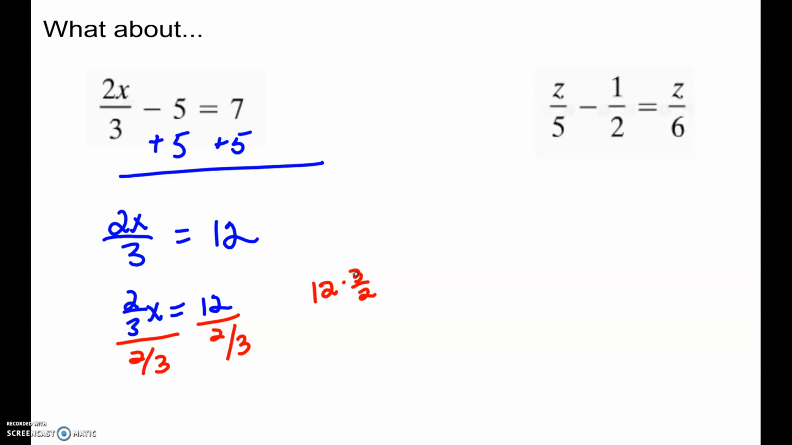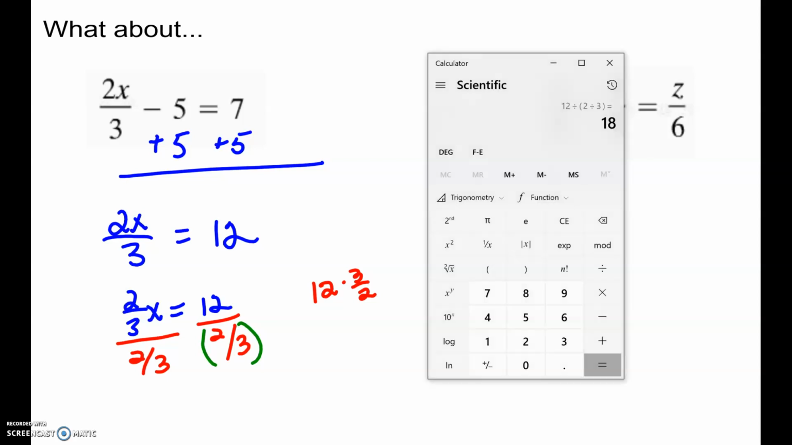Just get your calculator. What we're going to have to be careful of, though, is order of operations. We need the calculator to understand that it needs to divide by that 2/3. So it has to do that first, and we accomplish that by putting that in parentheses. That tells the calculator to do that first. All right, so let me get my calculator out here, and I'm going to clear everything, and I'm going to say 12 divided by, and I'm going to put parentheses, and 2/3.